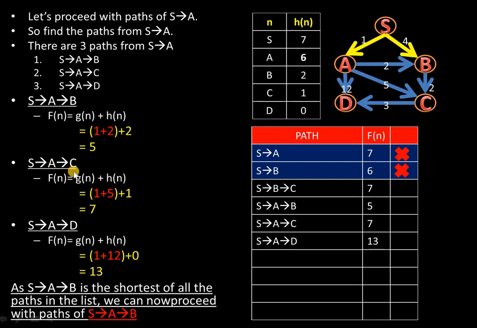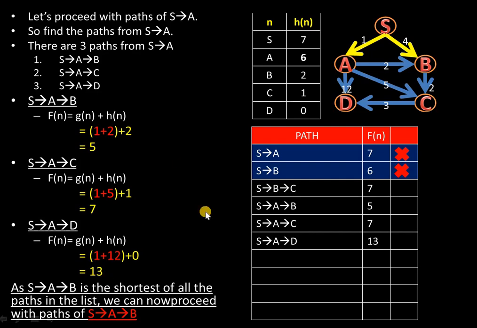Now S to A to C, the cost from S to A 1, A to C 5. That's been written here, and the heuristic value of C, that is 1, that's here. So 1 plus 5 plus 1 is equal to 7. Now S to A to D, S to A 1, A to D 12. So 1 plus 12, and the heuristic value of D, that is 0. So I have written here and it equals 13.